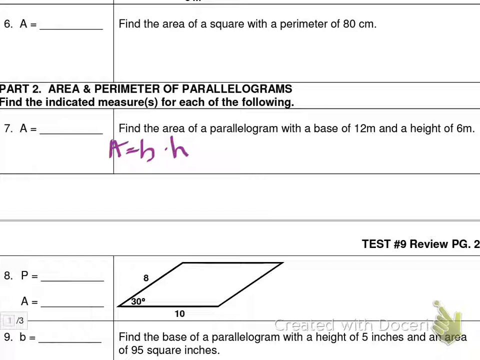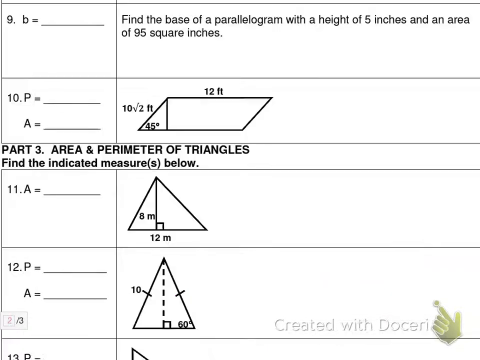Number 8. Find the area and the perimeter of this one. So the perimeter is easy: 8 and 8, 10, 10. Add those together to get your perimeter. But for area, for a parallelogram, it's base times height. Remember, 8 is not your height. Your height comes from this right here. And so when we do that, we have a 90, 30, 60 triangle. So you have to do what we did in number 3 and continue from there.